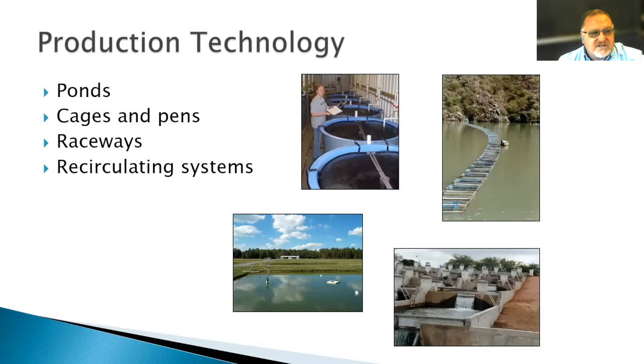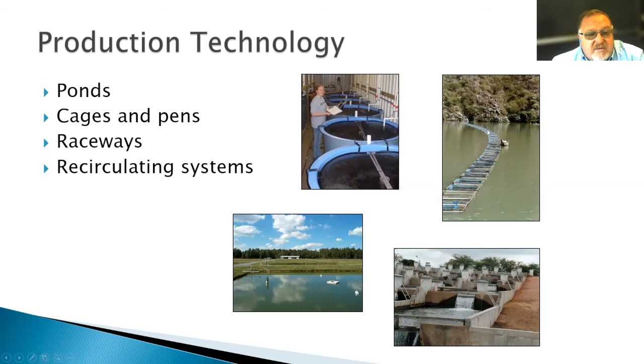So production technology varies quite a bit, as with capture fisheries, and these are four of the most common ways that fish can be produced. Ponds, shown here on the bottom left picture. That's actually a picture of the Aquaculture Research and Demonstration Facility here on the Delaware State University campus. This technology has been around for thousands of years. It's quite a simple technology, but it's very effective.